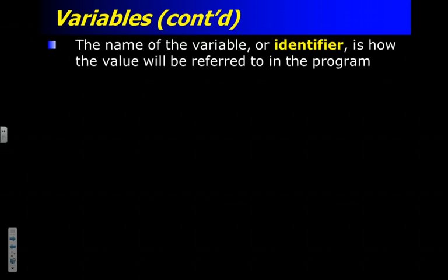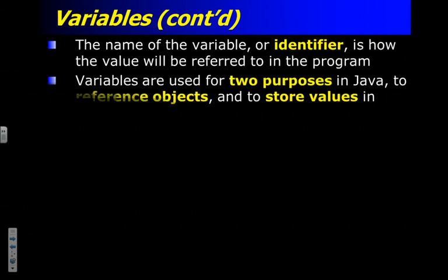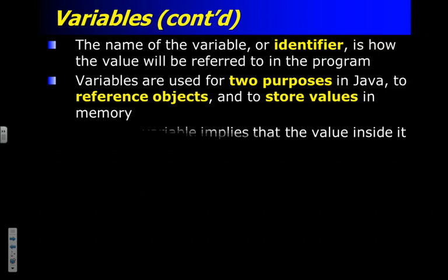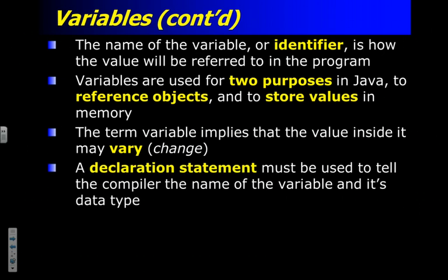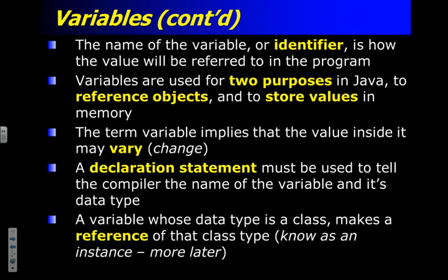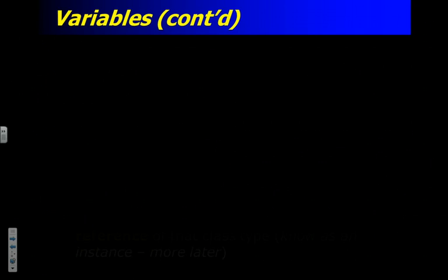So the name of the variable, or the identifier, is how it will be referred to in your program, and it stores objects as a reference, and it can store values. Now that's a bit more of an advanced statement that we'll lead into later in the course. And the reason it's called a variable is because what's inside of it can vary. It can change, okay? To create a variable, you need to declare it. You need to write a line of code that will create the variable so that you can use it, okay?